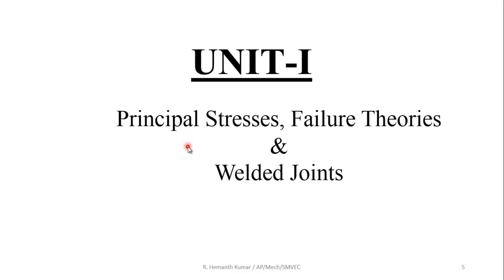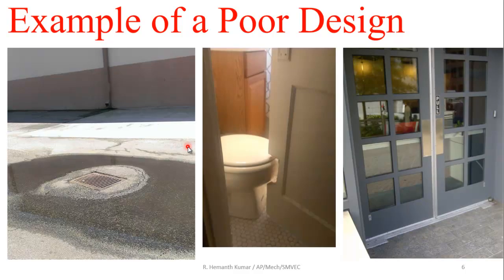In the first unit we will be discussing basic machine design concepts, introduction. Majorly we will be concentrating on principal stresses, failure theories and welded joints. These are the major topics in the first unit. In this slide, can anybody tell why these three images are mentioned as poor design? Can anybody?